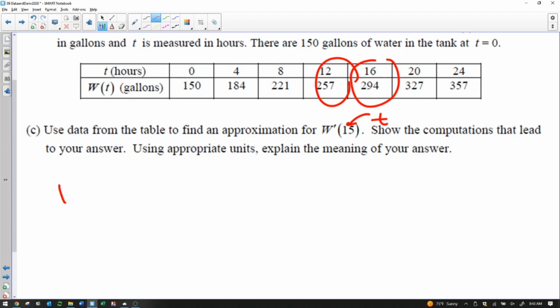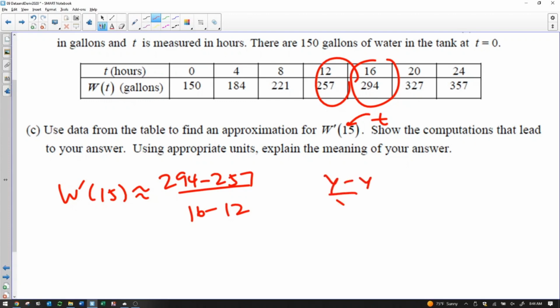So this is going to be W prime of 15 is approximately equal. It's not equal, but it's approximately equal to a slope. So 294 minus 257 over 16 minus 12. Whatever you do here, please make sure you have a y minus y over x minus x. You should never have a y over x. Is everybody good with that? There's never a time when the derivative is equal to y over x. You need to have 2 y's and 2 x's.